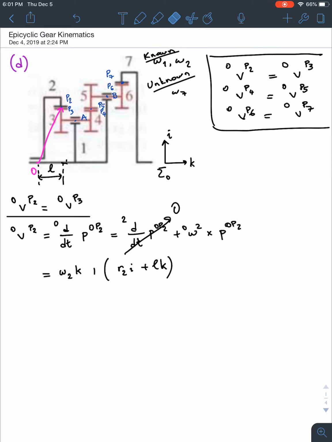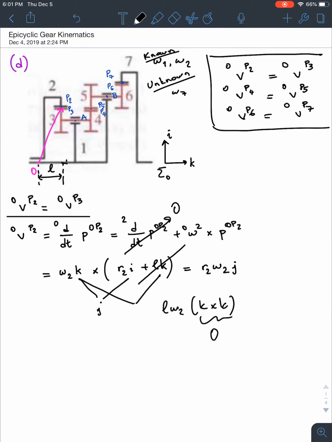Why? Because this is a cross product right here, right? And I'm essentially, I need to distribute this cross product here and there, right? So that's going to be R2 omega 2. Which direction? K cross I. K cross I is J, right? So this is J. But K cross K is 0, right? So L times omega 2 times K cross K, but K cross K is 0, right? So I didn't need to carry this baggage with me, actually. So the distances along this direction don't matter when you're analyzing the gears. And when I say this direction, that direction is the axis of rotation of the gears, okay?